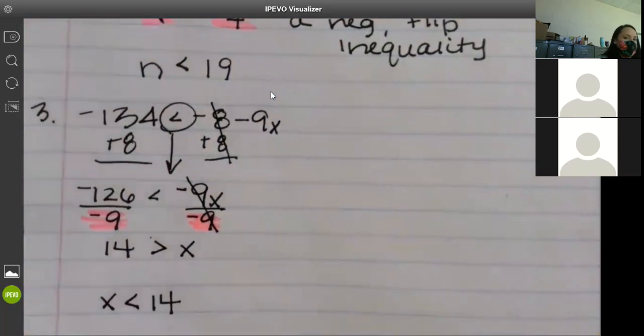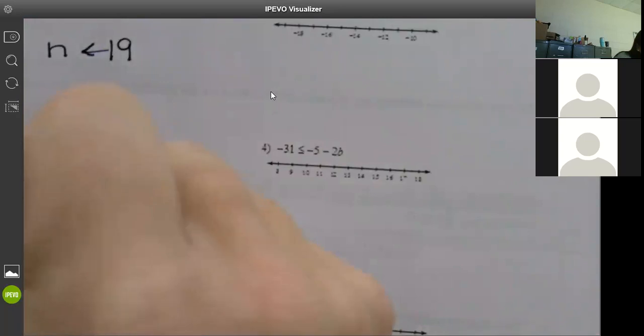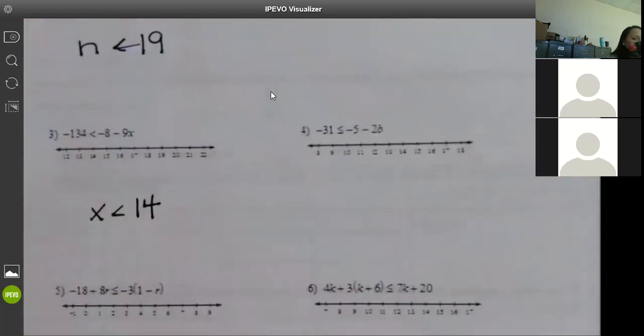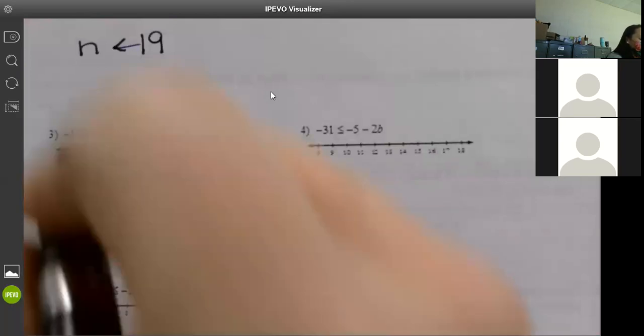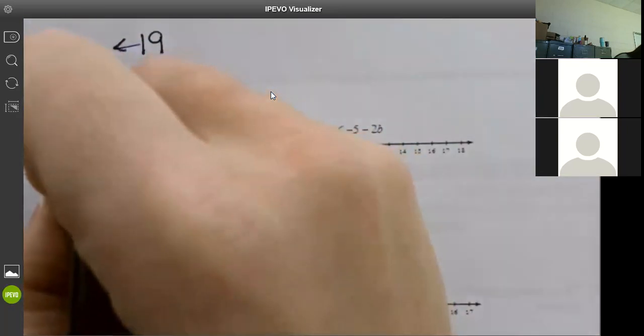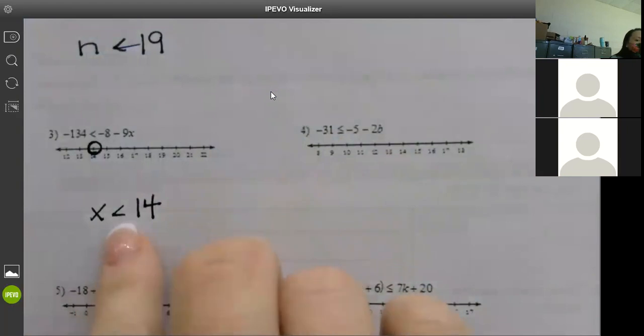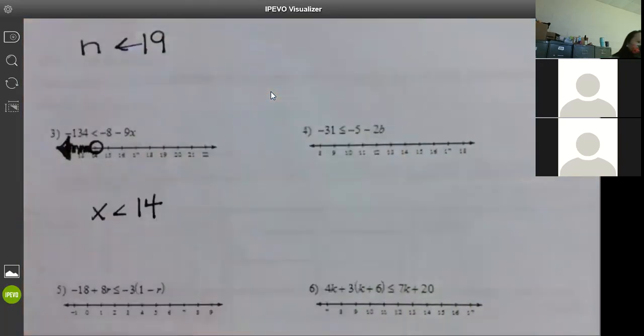I'm going to go back to my paper real fast. I got x is less than 14. To graph it, I find the number 14. Is it open or closed? Open. Why is it open? It doesn't have the inequality equal. Okay, so open at 14. And then this inequality is pointing to the left. So I'm shading to the left.